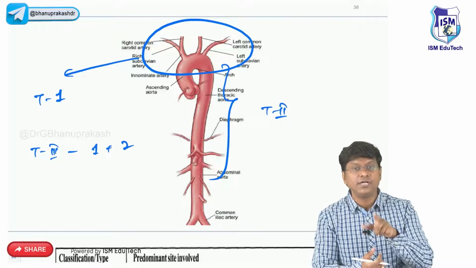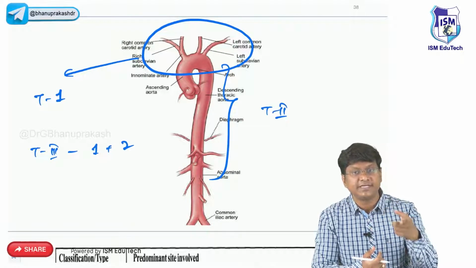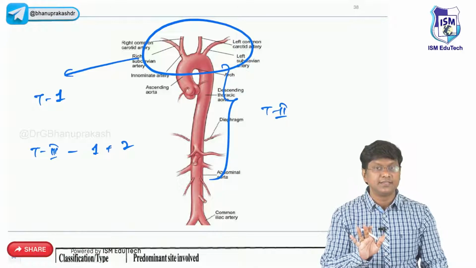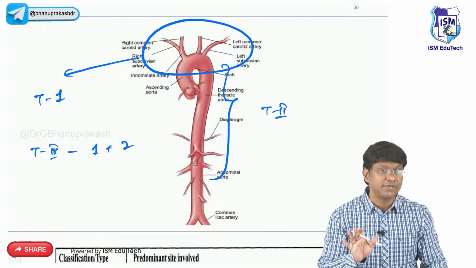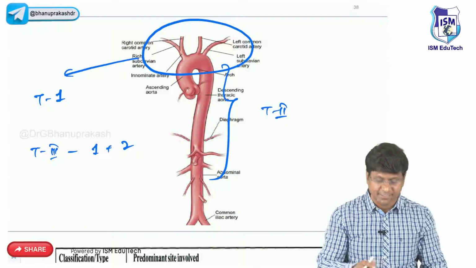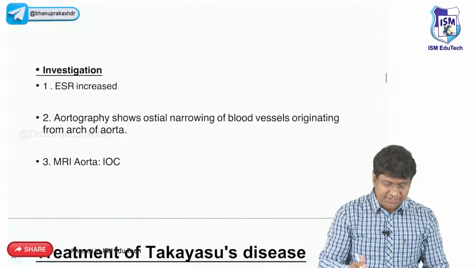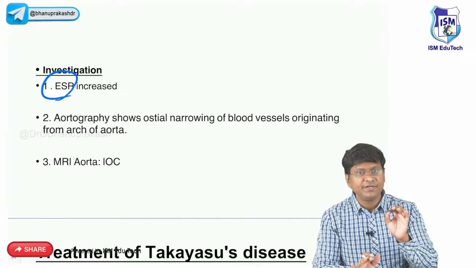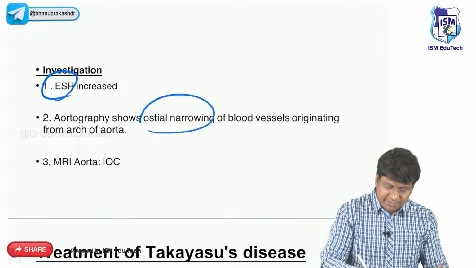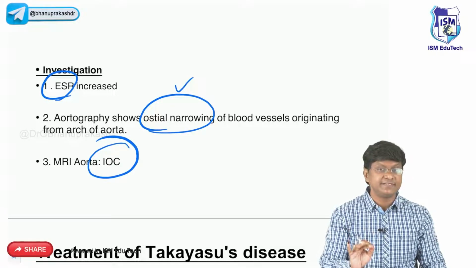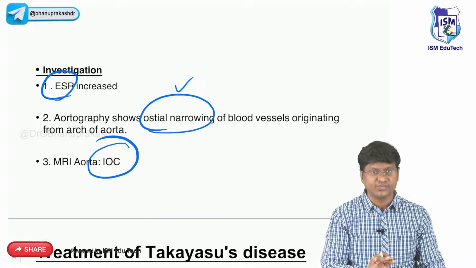Whereas in type 4, you have pulmonary artery involvement, and in type 5, you have involvement of the coronary arteries. So these are the various forms of Takayasu, but the most common form in India will be type 3. Now, how do you work up these patients? The ESR will definitely be elevated. Then an angiography will show you the presence of ostial narrowing, and MRI of the aorta is considered the investigation of choice in patients with Takayasu arteritis.